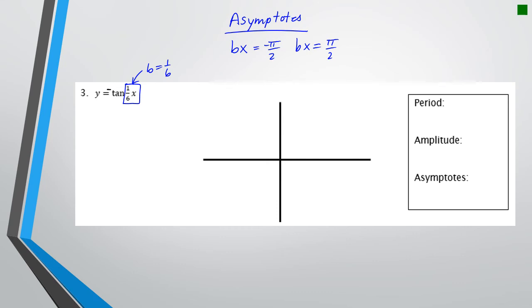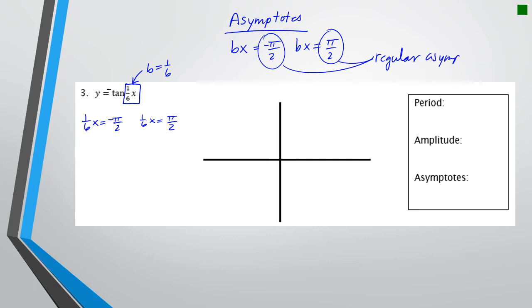So in this problem, we're going to have 1/6 x equals negative pi over 2 and 1/6 x equals positive pi over 2. These things right here, the negative and positive pi over 2, these are your regular asymptotes, or your normal asymptotes. So the ones that go with the parent function. So you always set your b value with x equal to the regular asymptotes, and then we're going to solve it. When you solve it, the easiest thing to do is always to multiply by the reciprocal of what's next to x. So right now, 1/6 is next to x.